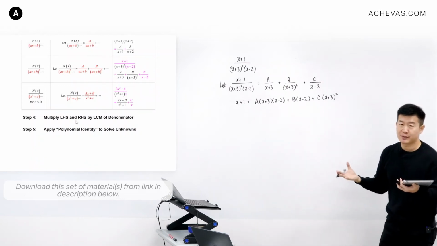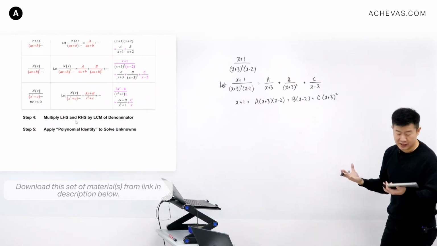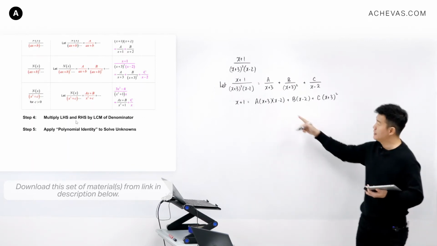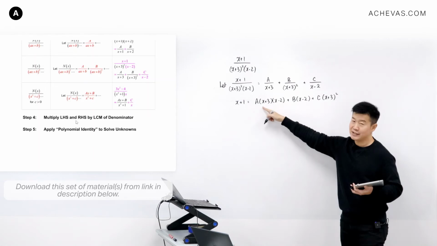And I'm going to try to substitute convenient values of x first. And one convenient value of x that I can substitute in is 2, because 2 is going to cause this to be 0.